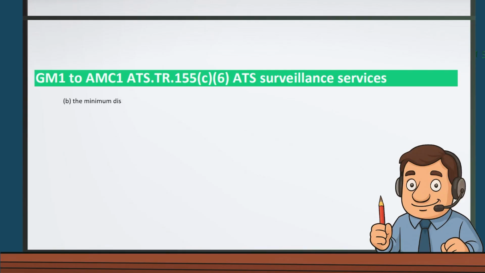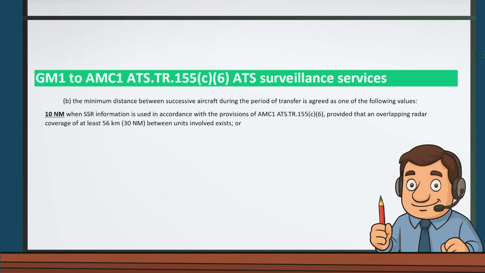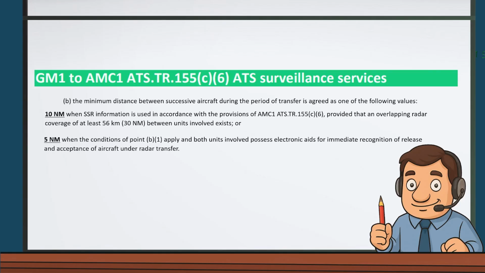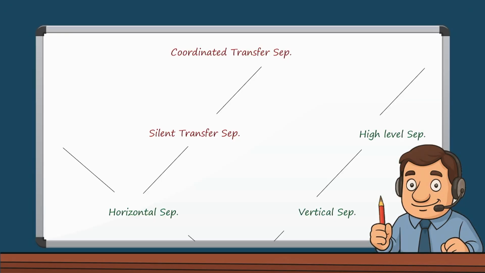B, the minimum distance following successive aircraft during the period of transfer, is agreed as one of the following values: 10 nautical miles when SSR information is used in accordance with provisions, provided that an overlapping radar coverage of at least 30 miles between units exists. This is generally what you need for all transfer in Denmark, 10 mile spacing, with the leading aircraft being faster than the trailing. You can reduce it, though, to 5 nautical miles when the conditions of point B1 apply and both units involved possess electronic aids for immediate recognition of release and acceptance of aircraft under radar transfer. The specificities of this are highlighted in each individual LAI and LOA for each coordinating sector.